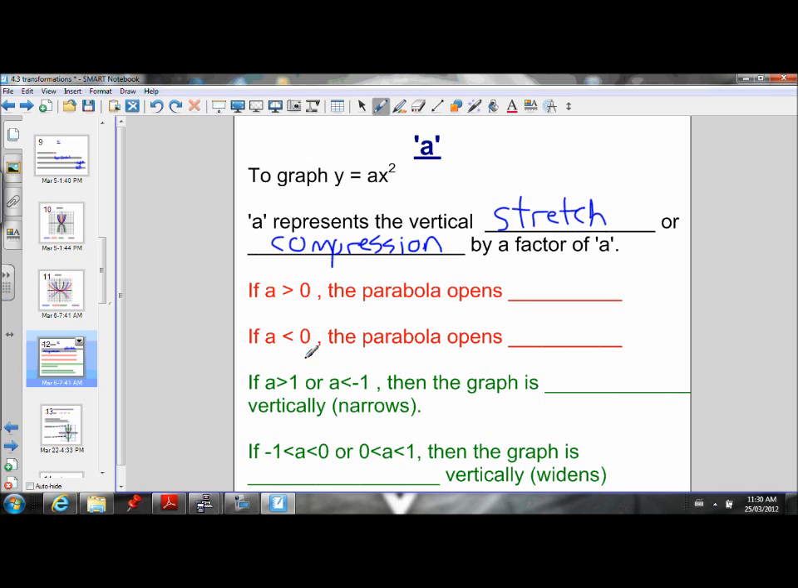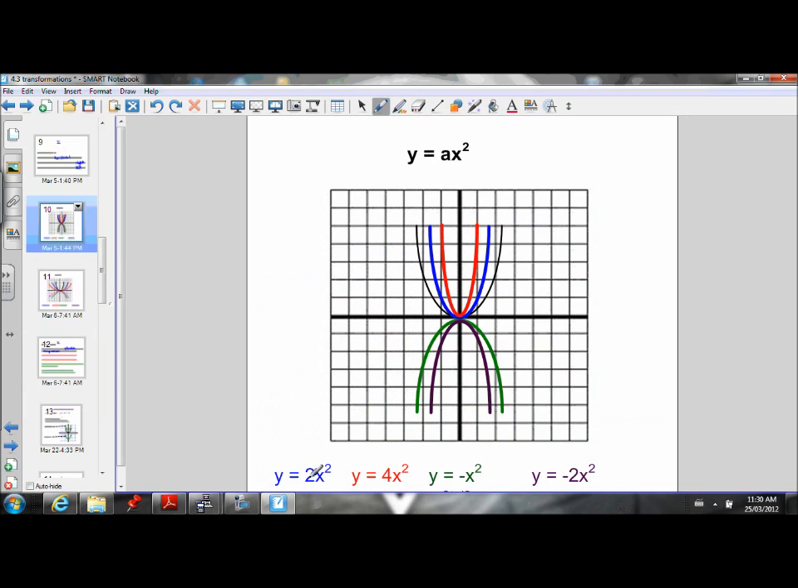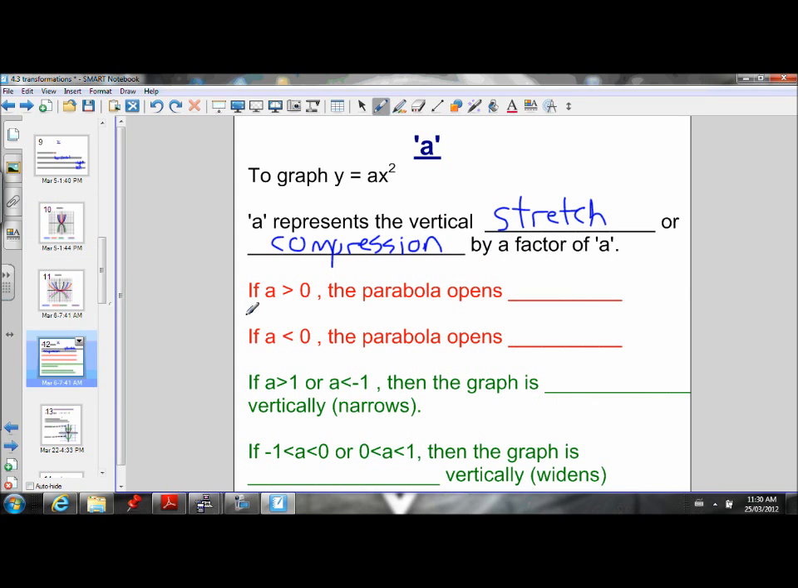We also discovered that when a is greater than 0, a positive number, as in y equals 2x squared or 4x squared, the parabola opens up. But when a was negative, like for -1x squared and -2x squared, the parabola opens down. So we can summarize that by saying when a is greater than 0, the parabola opens up, but when a is less than 0, the parabola opens down.